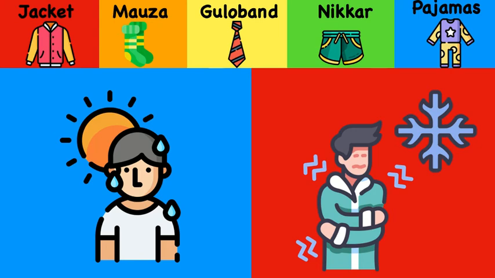Very good. Now, what if it was really cold outside? Aaj thand hai. Then would you wear jacket, moza, gulloband, nikkar, or pajama? Well, if it's really cold, you probably wear jacket and moza, right? Okay, next question.